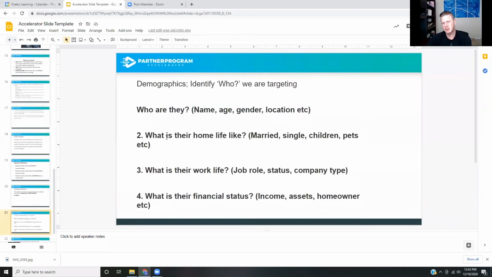Next, the demographics. You've got to know this. Who are they? Their name, their age, their gender, their location. Figure this stuff out. Some of you guys have industries that are much more gender specific, and there's nothing wrong with that. Tailor your ads to that.